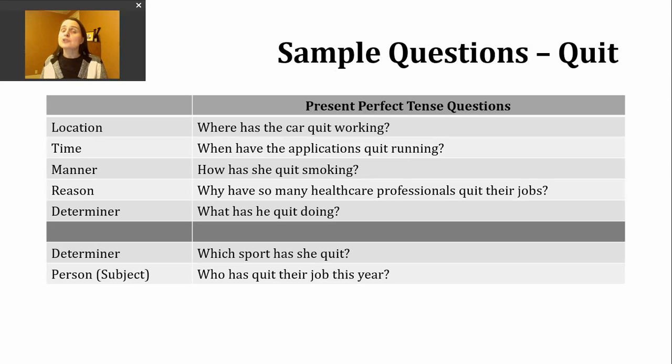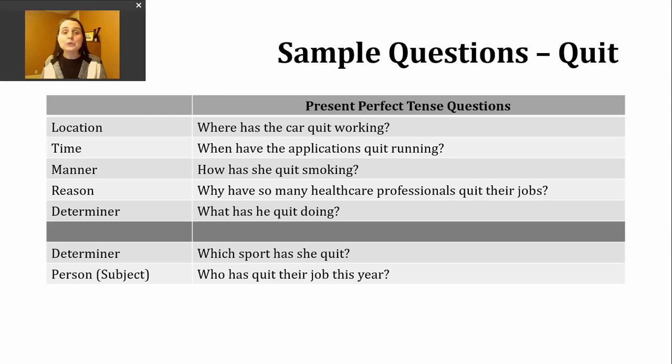We can use the question word how to ask about the manner in which something is done. So an example of that, how has she quit smoking? What did she do to be able to stop that? And again, smoking, another gerund.